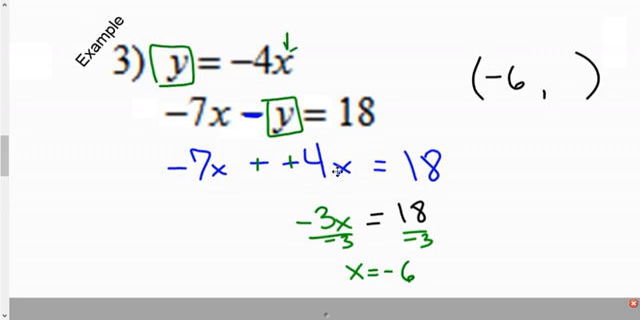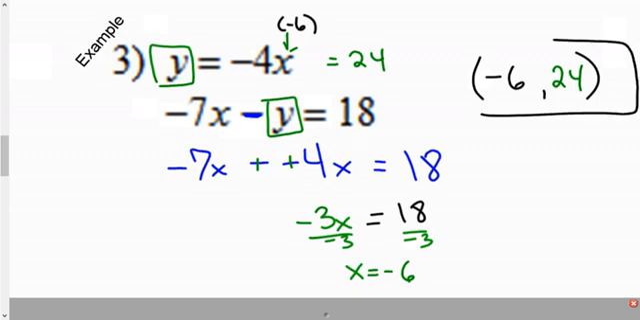So we're going to take this value and we'll plug it back into one of these equations. This is probably the easiest. -4 times -6. Well, -4 times -6 is 24. Y equals 24. So there's our solution for example 3.